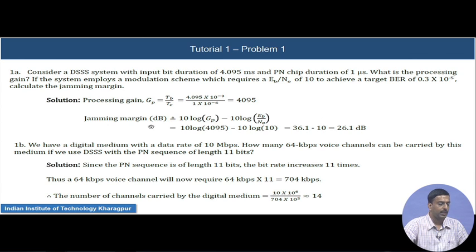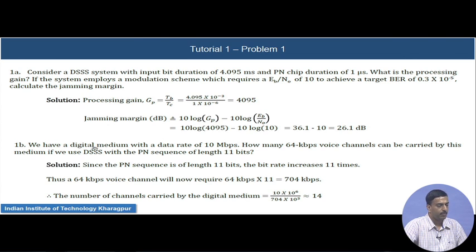Now, the jamming margin is basically the capacity of the spread spectrum system to withstand jamming, and what it means is, in this case, a jammer would require a power equal to or greater than 26.1 dB in order to disrupt this given communication system.